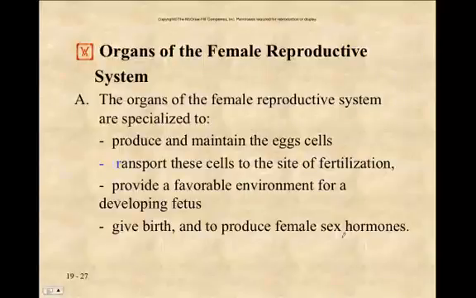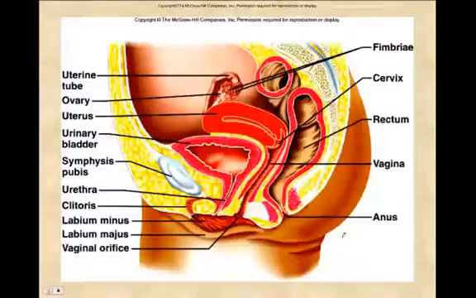And then finally, obviously, the female reproductive anatomy has to be able to go through that lovely process of labor to give birth and then to produce the female sex hormones. Okay, so probably all intuitive things that you already know, but again, I have it there just in case.